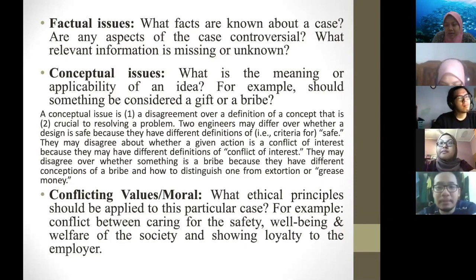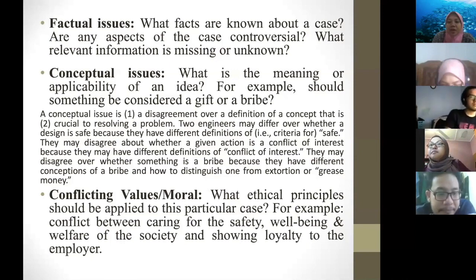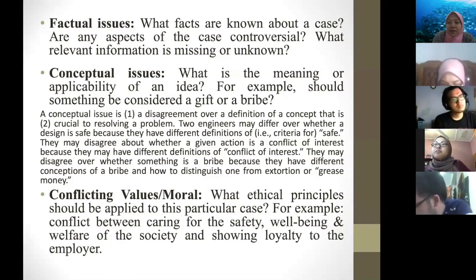Backbiting, you say about people's weakness behind their back, while fitnah is a false statement about a person. Okay, good. So the main difference between fitnah and backbiting is that fitnah is a lie. It's false. So if you are telling something true about a person behind his back, it's called backbiting. Mengumpat.